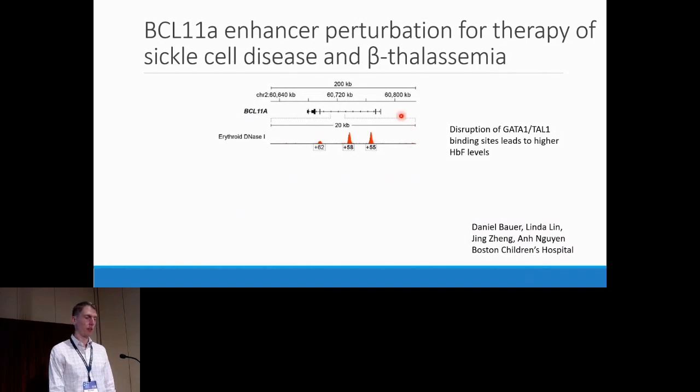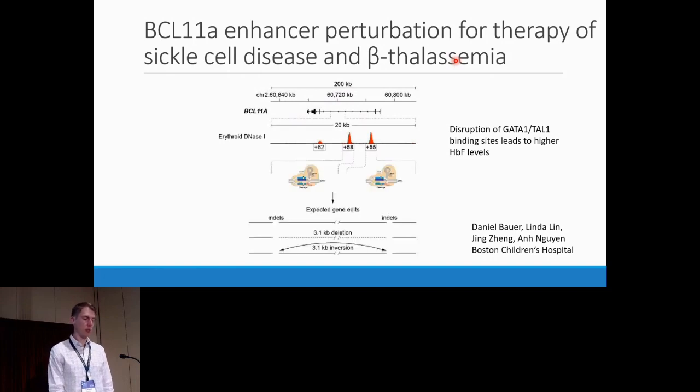Briefly, the system is, there's a gene called BCL11A, which suppresses fetal hemoglobin. This gene is controlled by two enhancers that are named plus 55 and plus 58. And the disruption of these enhancers, by disrupting the GATA1 and TAL1 motifs in these two enhancers, can lead to a downregulation of BCL11A and upregulation of fetal hemoglobin, which can then help in therapeutic approaches for patients suffering from sickle cell or beta thalassemia diseases.